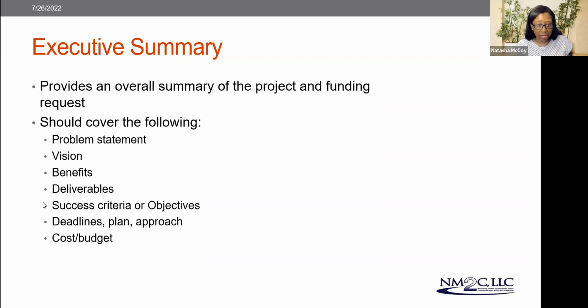What deliverables are you going to achieve, and success criteria, objectives that are going to happen because of the funding. Talk about your deadlines, the plan approach, as well as the budget. So these things are going to be offered in more detail throughout your proposal, but you really want to summarize it very, very nicely in your executive summary.